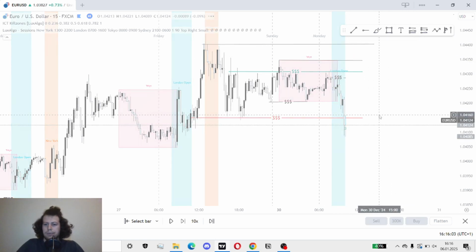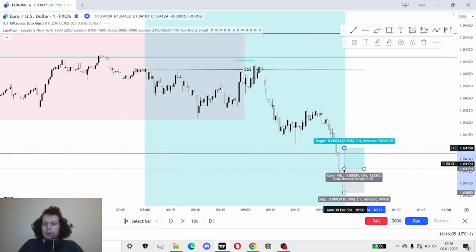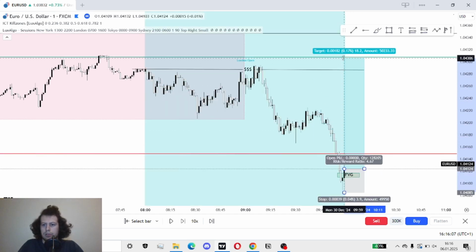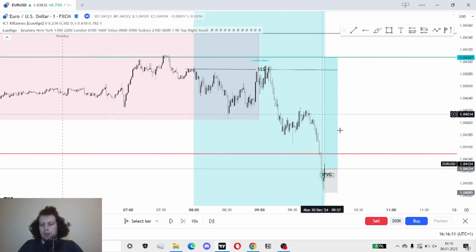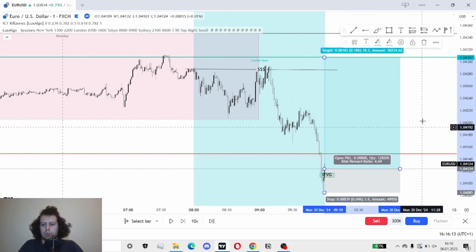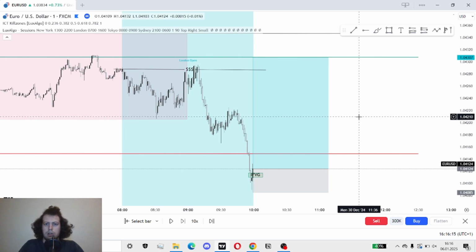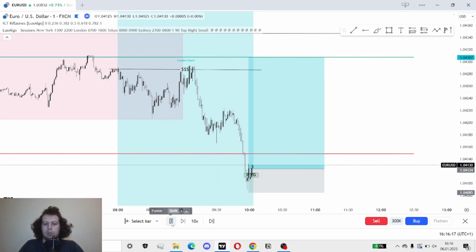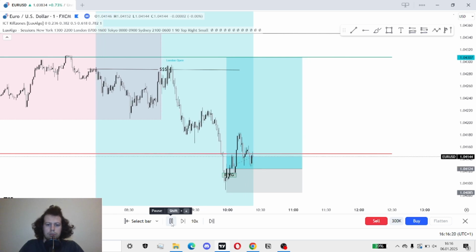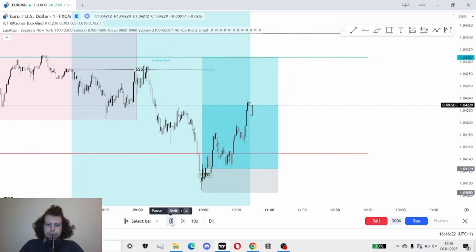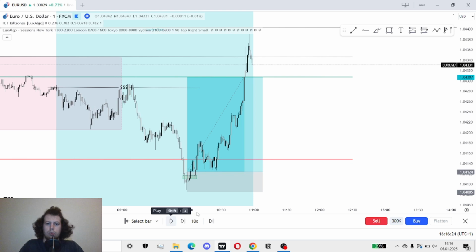So let's drag it. Personally, I would do it like this, only to the buy side, and I would move my stop loss then. So let's play it, and we will see how it goes. And now we are shooting it.